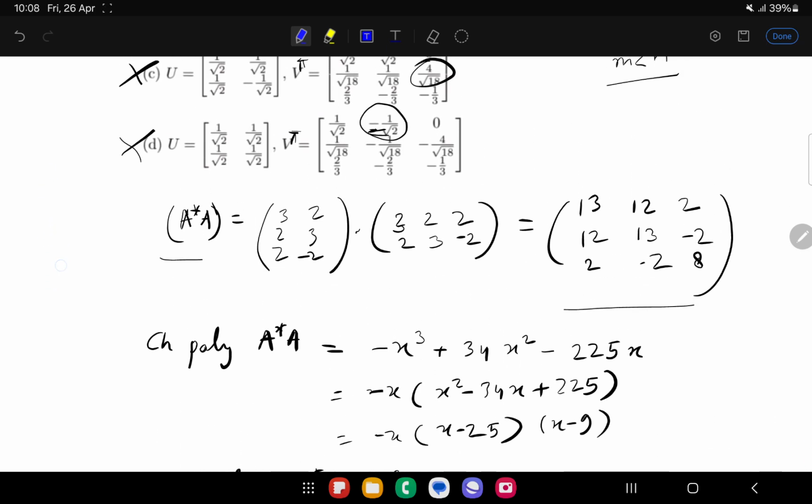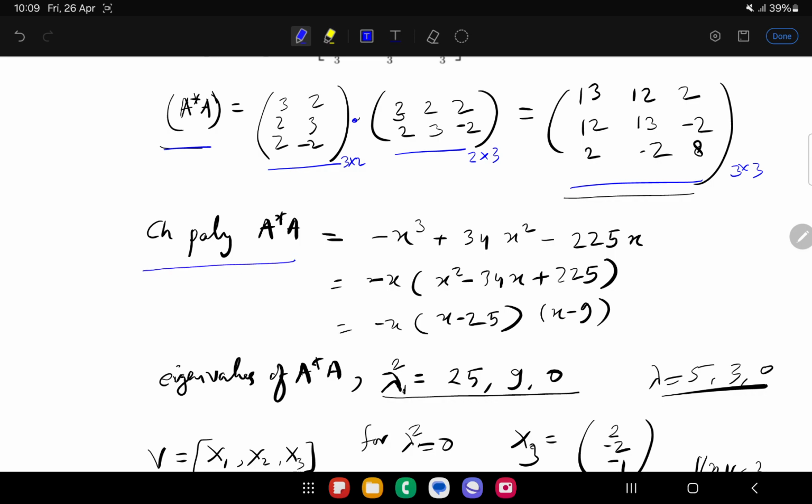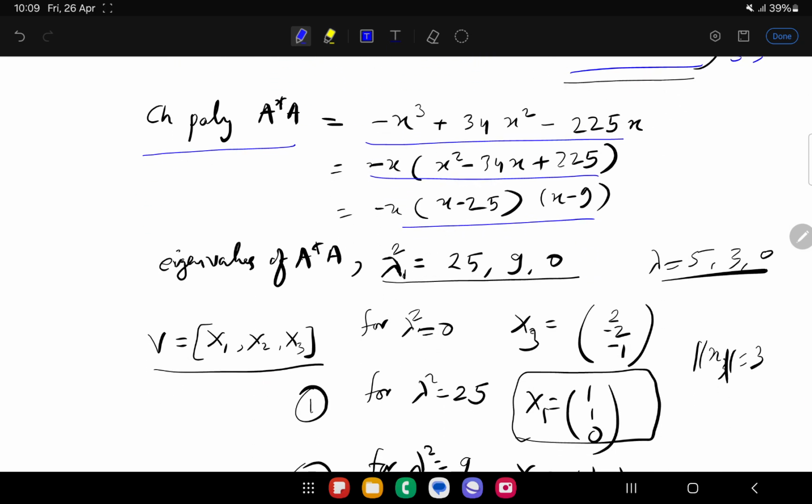Okay, so first we calculated A star A. So it was A star and this is A, this was 3 cross 2, this is 2 cross 3, the product becomes 3 cross 3. I had already calculated this product. Now the characteristic polynomial of A star A, we got the characteristic polynomial. The non-zero characteristic values were 25, 9 and then 0.